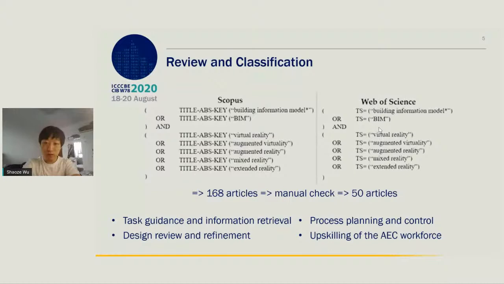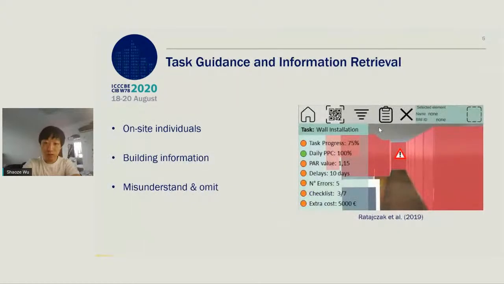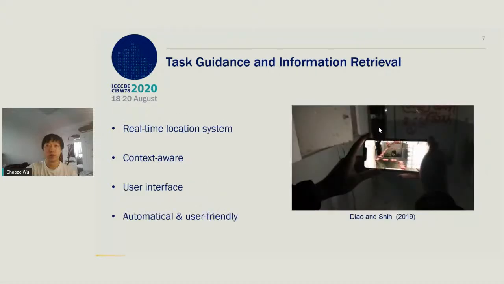Through the review, the application of BIM-XR can be divided into 4 categories. The first one is task guidance and information retrieval. On-site individuals get their work from managers through a task list or orally. They need to carry handbooks and construction drawings to retrieve the building information to finish their work. All these traditional information transmitting methods are inefficient and inaccurate.